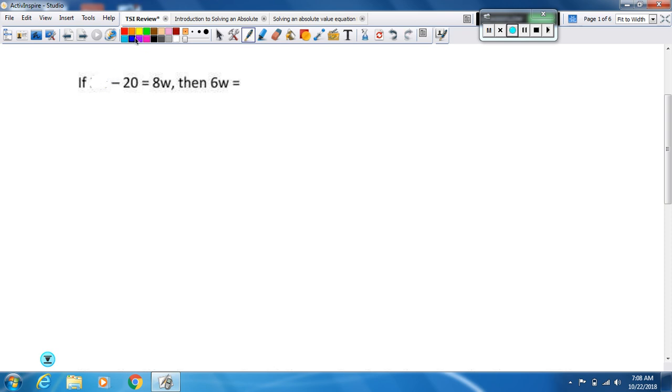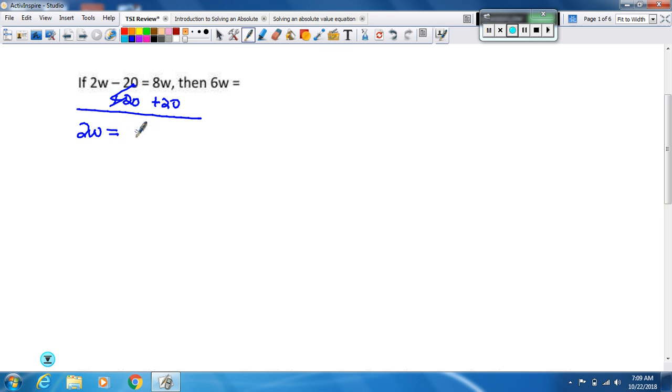So you have to get rid of the negative 20 first. You always move things over by doing the opposites. So the opposite of negative 20 is positive 20, so I'm going to add 20 to both sides. So I'm going to bring down the 2w. Opposites cancel.